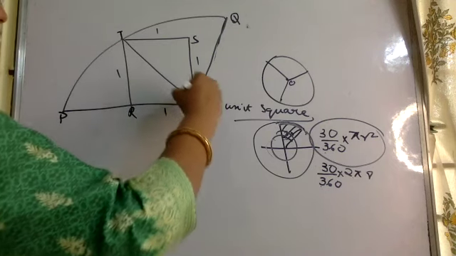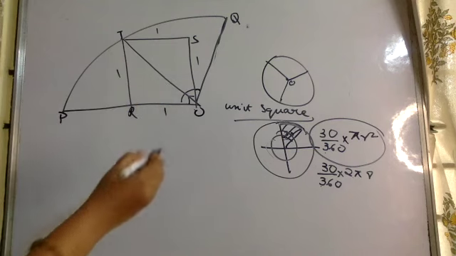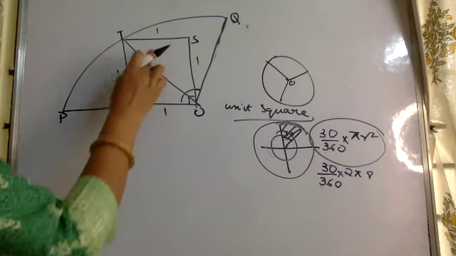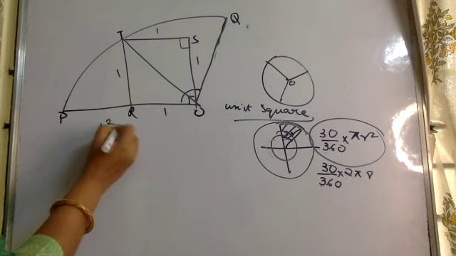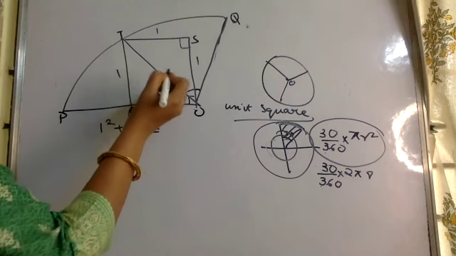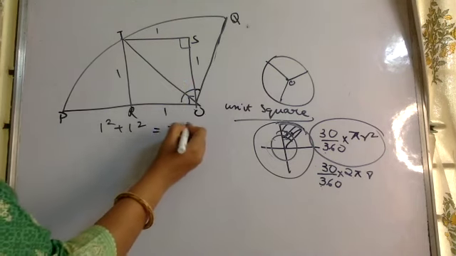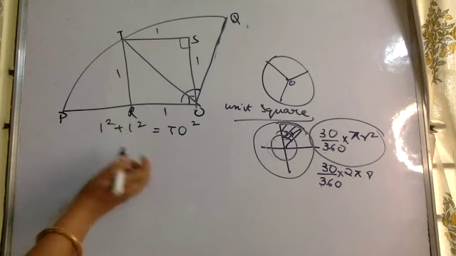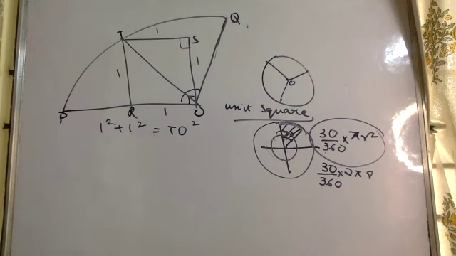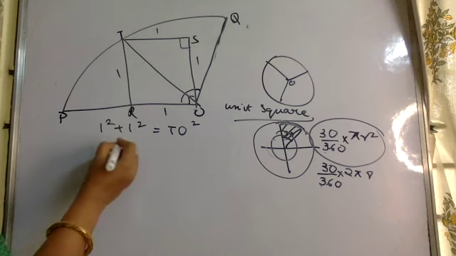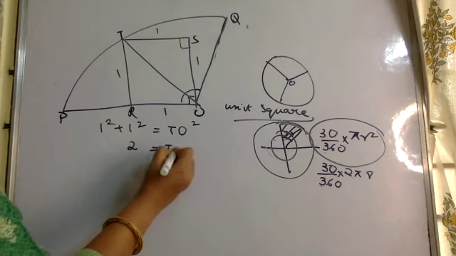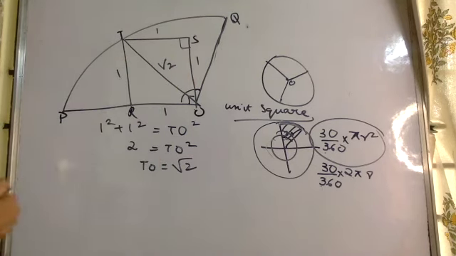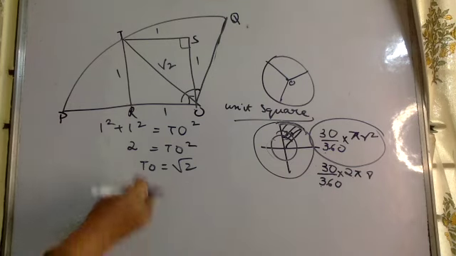And what is that? If I join this itself, TQ itself is the radius of the circle. How do we find it? This is all 90 degrees, so I can use 1 square plus 1 square is equal to, let me take this as TO square, because I am using Pythagoras theorem. Hypotenuse square is height square plus base square. So here 1 plus 1, 2, is TO square. So TO comes to root 2. So I got to know my radius, but then I still don't know this angle.